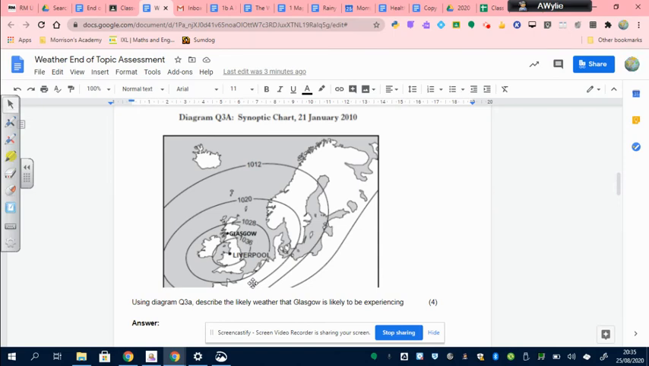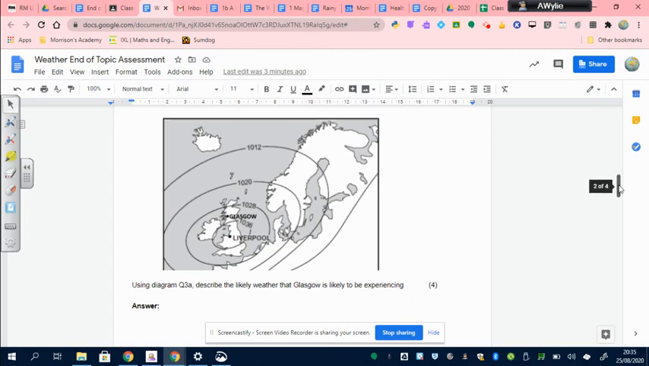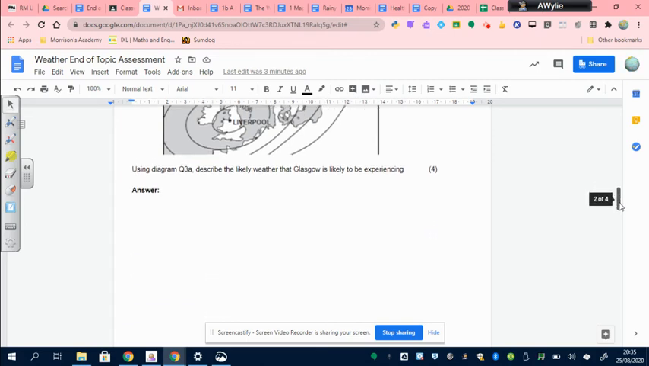So by describing, you're not being asked to give reasons. You're just being asked to give me 4 statements about the weather in Glasgow. And you've got to base that on the information that you have in this entire synoptic chart. So 4 accurate statements about the weather that you would find in Glasgow. And type your answer on that page.